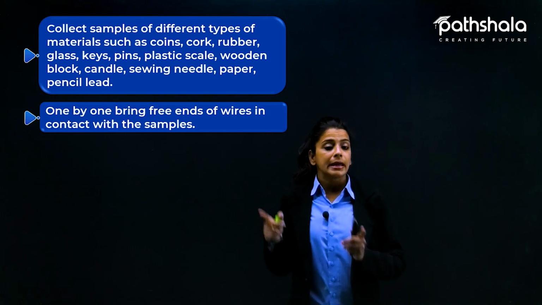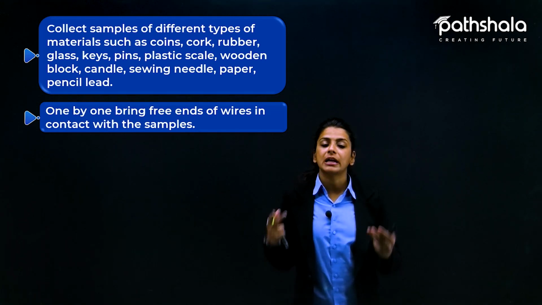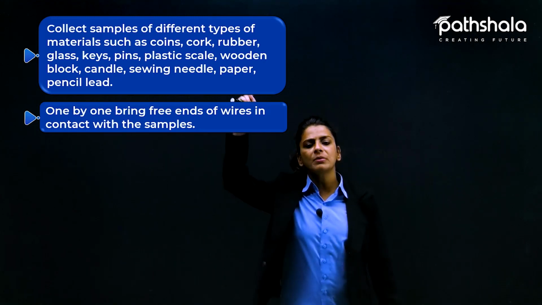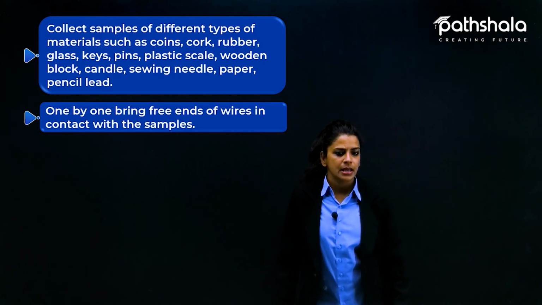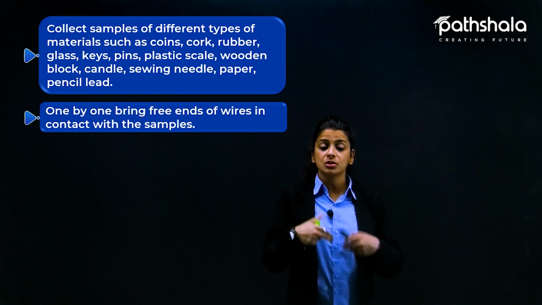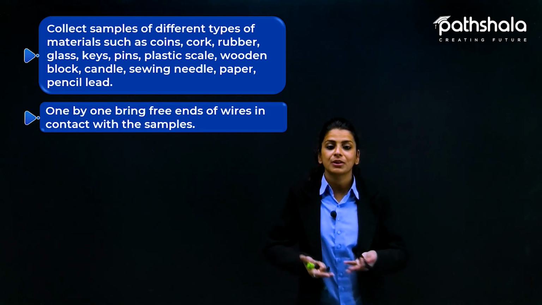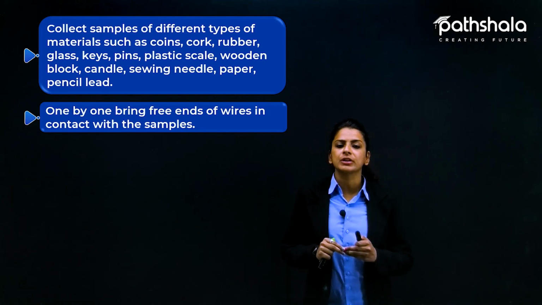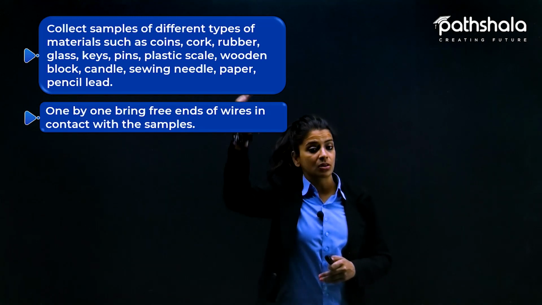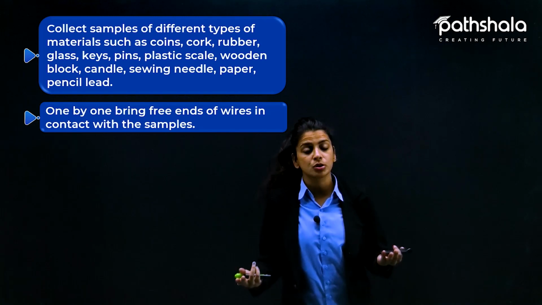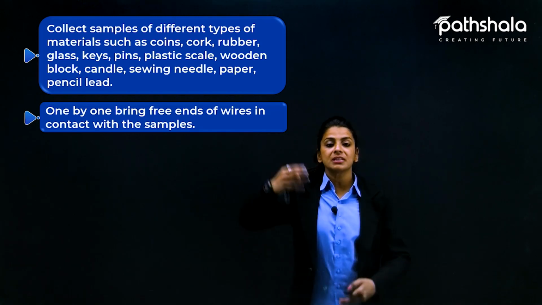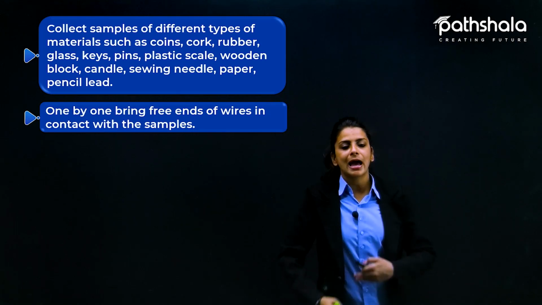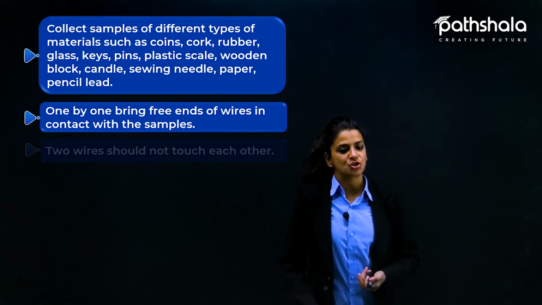So as you know, in the previous picture, we saw that we have 2 free ends of wire. Now what you have to do, one by one you have to take these samples and then you have to attach or try to make a switch out of it. For example, take the coin and try attaching with the 2 free ends of the wire. Now you can take rubber also, you can take wooden block also. So one by one, all the materials that you have collected, like it is written here, you can take and try making it as a switch.